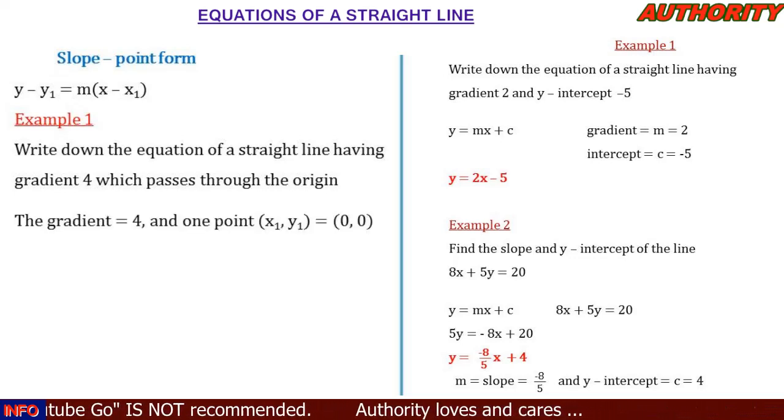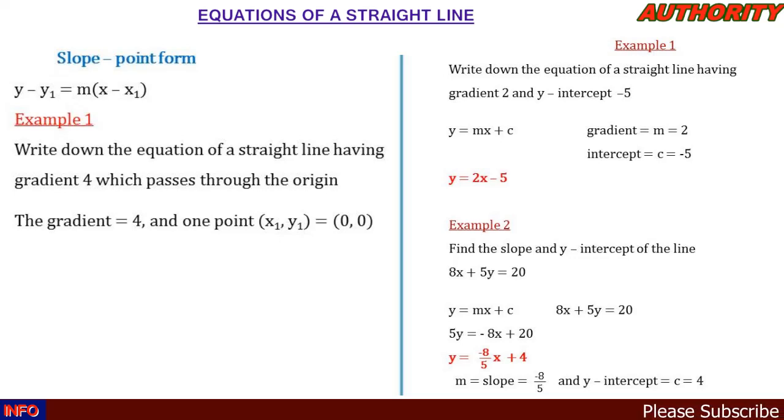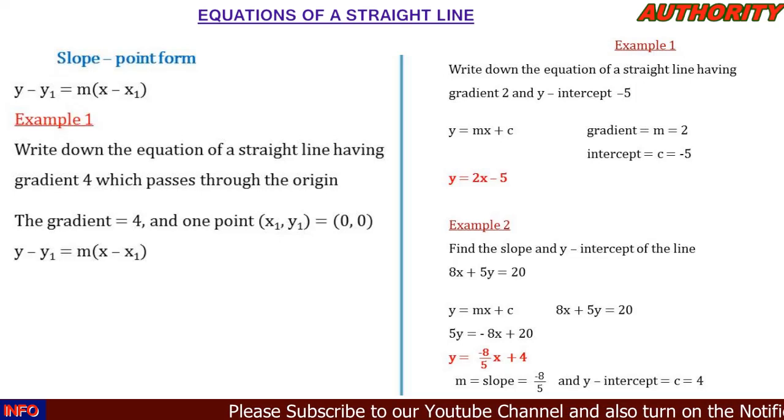Here we're going to have our point to be x1 and y1. So the point origin is 0, 0, and then we have the gradient, which is m, to be 4. The point given to us is 0, 0, which implies that it passes through the origin. At the origin, we have x to be 0 and y to be 0.